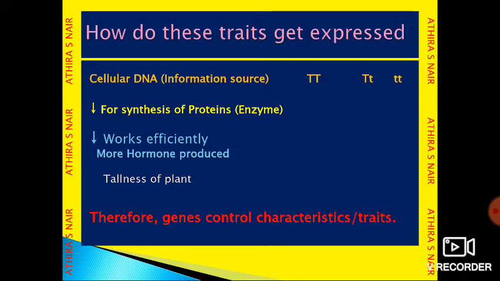And if the gene for that enzyme has an alteration, or if it has another allele that is recessive or less efficient, that makes the enzyme less efficient, and the amount of hormone will be less and the plant will be short. Like that, if both the alleles are less efficient, they will produce very little of that hormone and the plant will become short. Thus, genes control characteristics or traits.